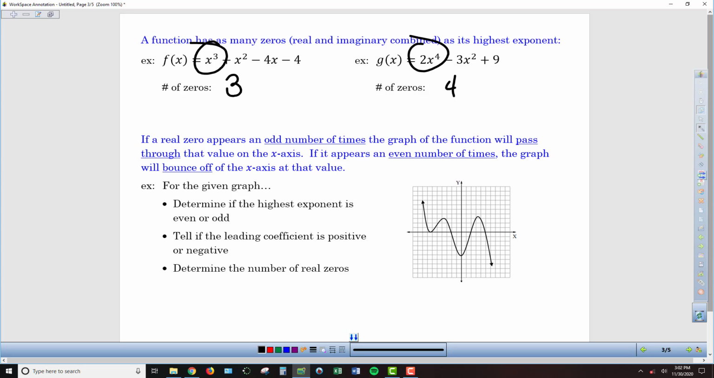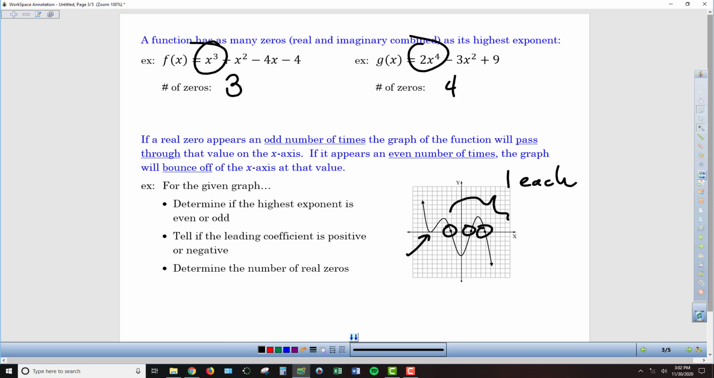Now, depending on whether a number shows up an even number of times or an odd number of times as a 0, so basically once or twice, dictates what it's going to look like on our graph. So if we look at these 3 locations here, so I'll circle those in those spots, the graph is passing through the x-axis at each of those locations. So that means that for all of those, we've got 1 zero each, meaning that if we were to write this function in factored form, which we'll look at in the future, each of those would appear 1 time as a factor for each of those zeros.